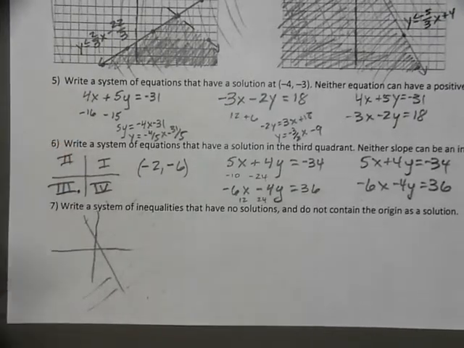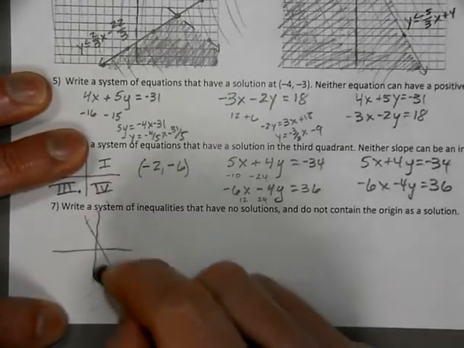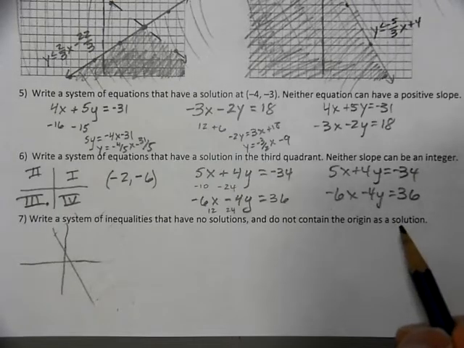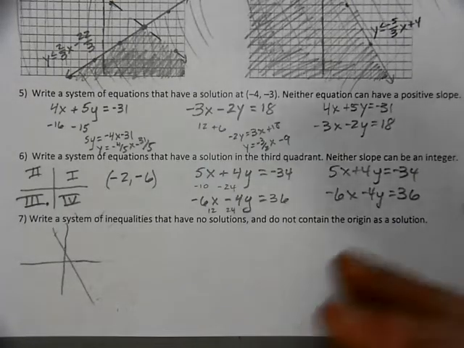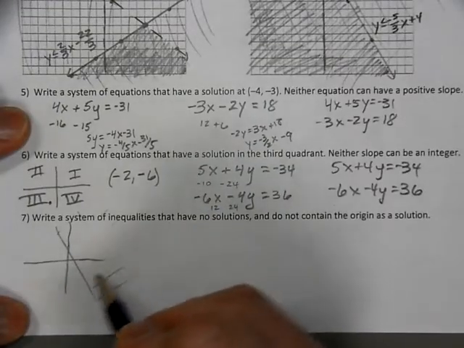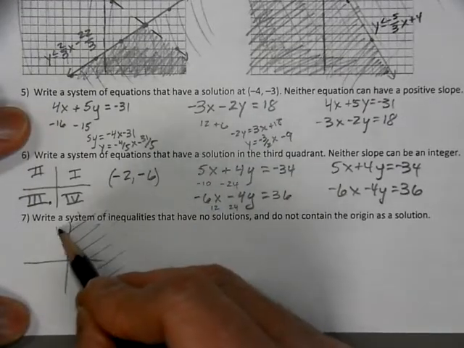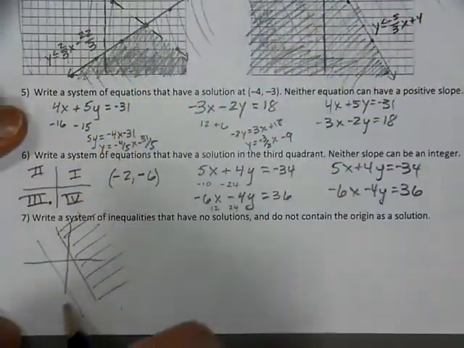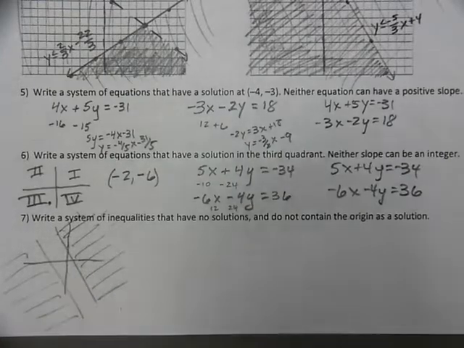Well, no solution doesn't contain anything together, so I guess the origin's kind of ruled out. It's however you want to think about this one now. So what does that mean exactly? Does not contain the origin. So let's say the origin doesn't count for either equation, so we do want it to shade this way. And this one has to be parallel to that and shade this way. And neither equation contains the origin.